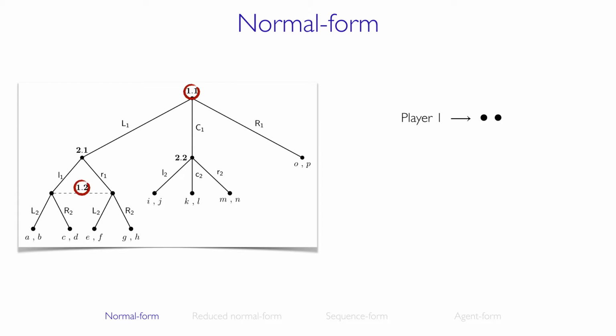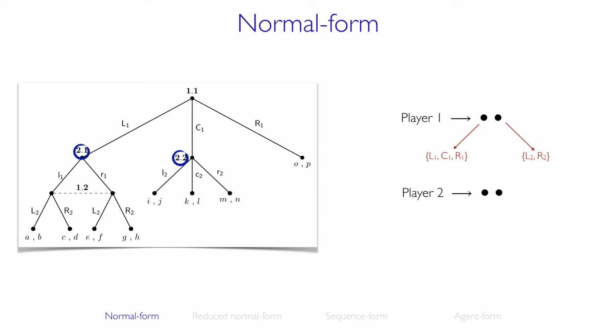Player 1 has two information sets, therefore her plans are couples of actions. The first element of the couple is an action from information set 1.1, one among L1, C1, and R1. The second element corresponds to information set 1.2, and it can be either action L2 or action R2.